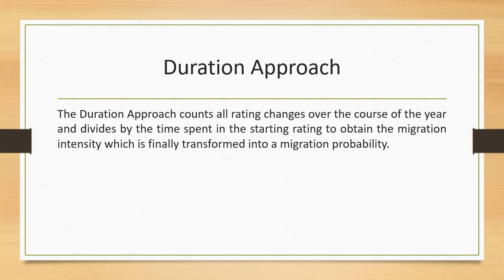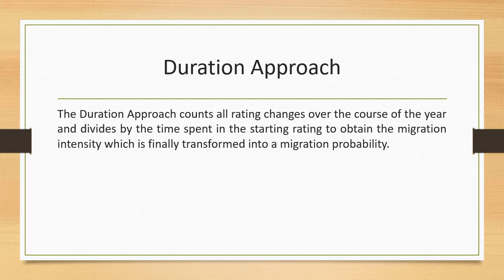There can be a duration approach. The duration approach counts all rating changes over the course of the year and divides by the time spent in the starting rating to obtain the migration intensity, which is finally transformed into a migration probability. That is what happens with the duration approach.